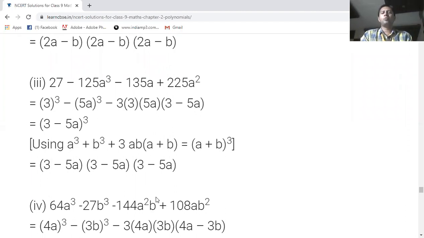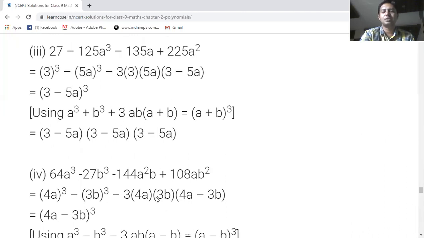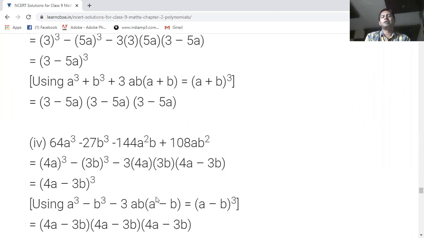That is (4a)³ − (3b)³. For the next terms we write 3 into 4a into 3b, that is 3ab, (a − b), that is (4a − 3b). After multiplying we will get the same number. So this is a³ − b³ − 3ab(a − b). After applying this identity, a³ − b³ − 3ab(a − b) equals (a − b)³. We can write it as (4a − 3b)³.